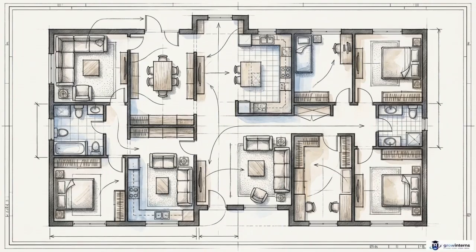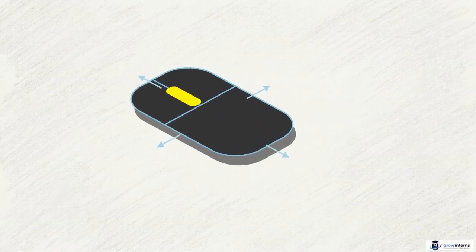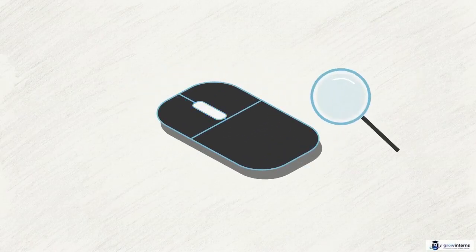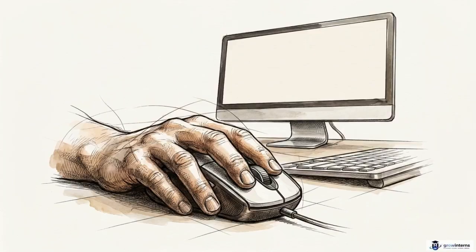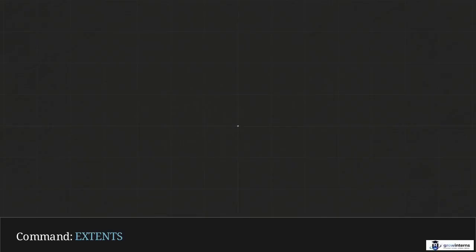Now that we have geometry, we have to navigate around it. Press and hold the scroll wheel on your mouse to pan your view across the canvas, and roll the wheel to zoom in and out. As a beginner, it is very easy to scroll the wrong way, zoom out too far, and completely lose your drawing in the infinite void of the workspace. When that happens, type Z and press enter for zoom. Then type E and press enter for extents. The software instantly locates all drawn objects and scales them to perfectly fill your screen.